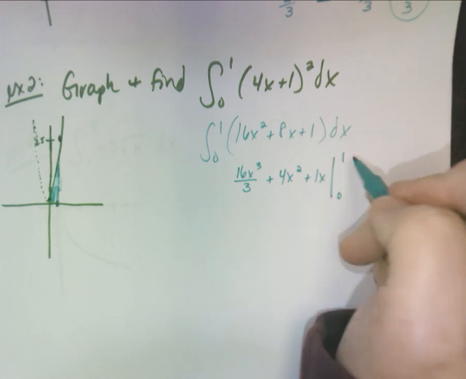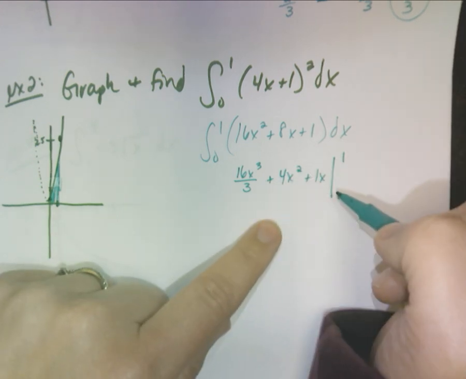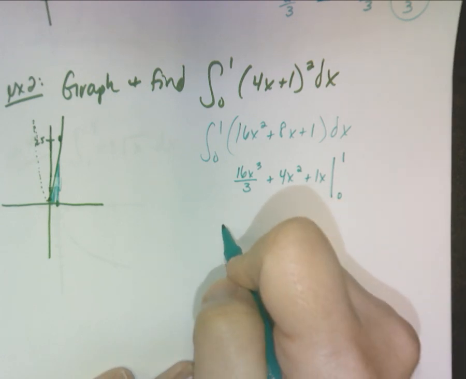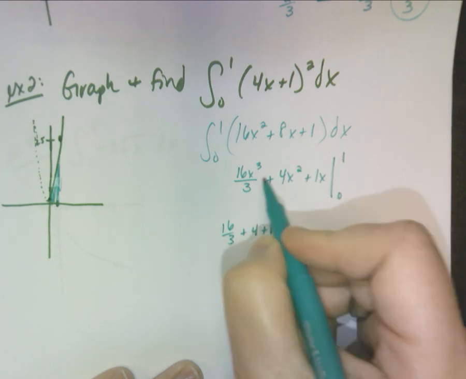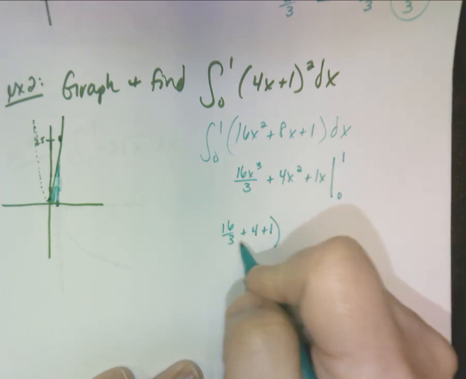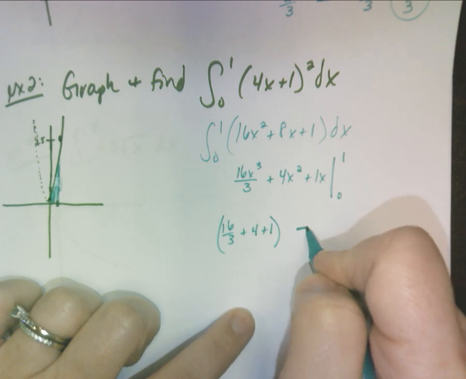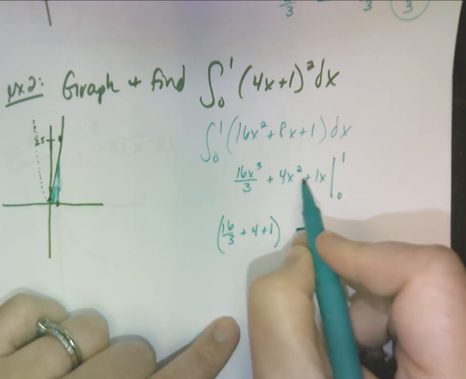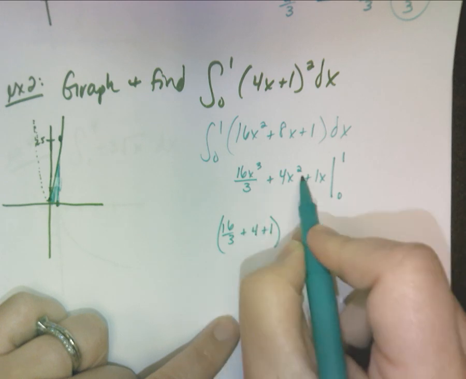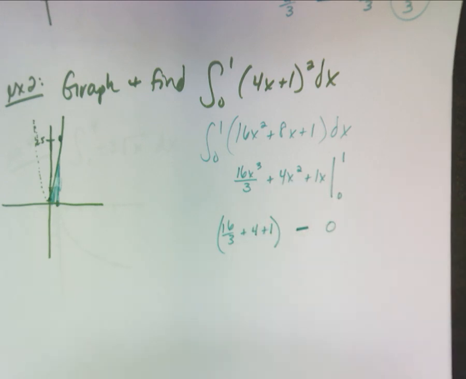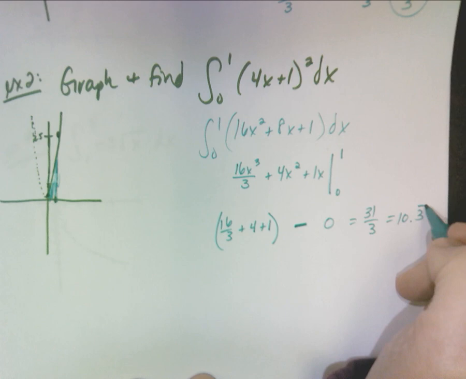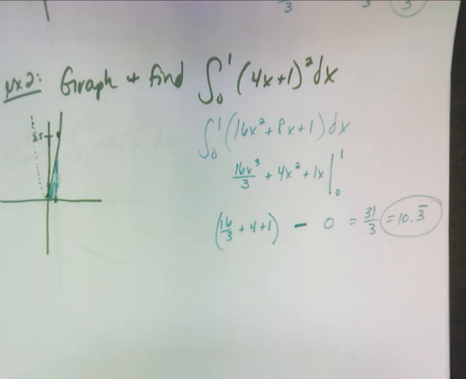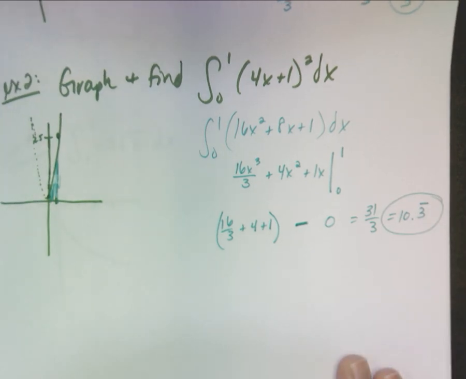And now you're going to plug in 1, the upper limit. So that would be 16/3 plus 4 plus 1. That's plugging in 1 everywhere I see an x. Then you're going to subtract, plugging in a 0 everywhere you see an x. Well, that's actually really easy. This would make this 0, 0, 0, so you're going to subtract 0. So all you have to do is 16/3 plus 4 plus 1, which is 31/3, about 10.3. And again, you can check that on your calculator. Okay, moving on.